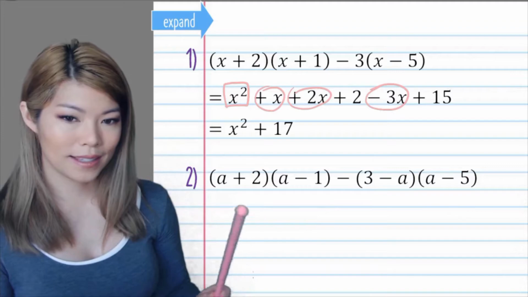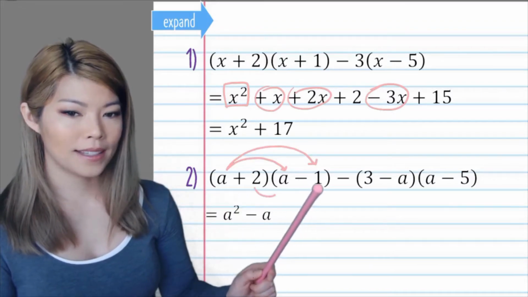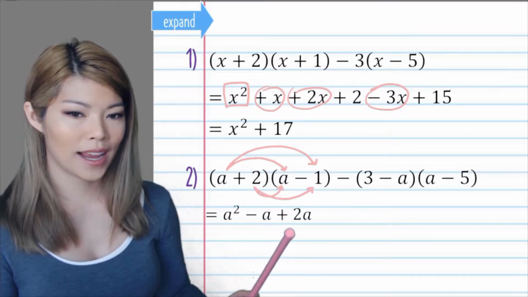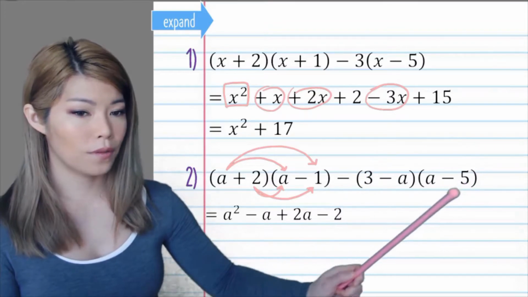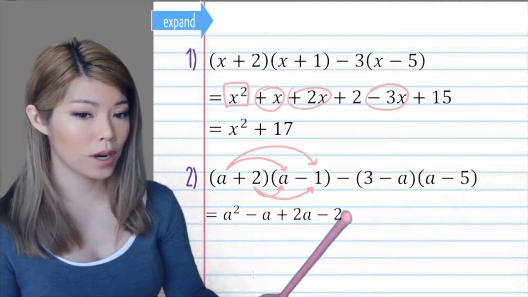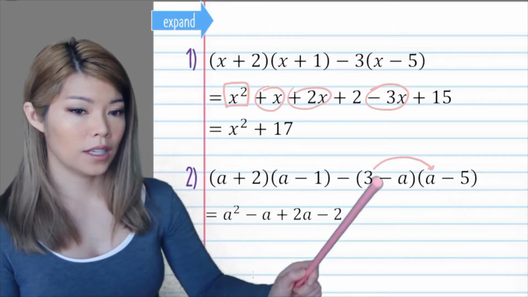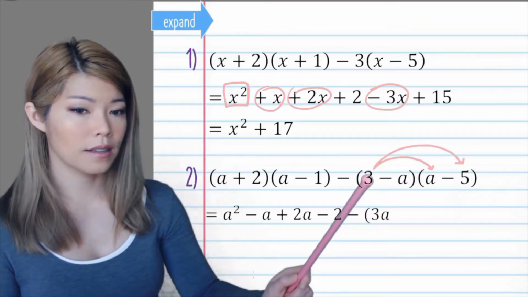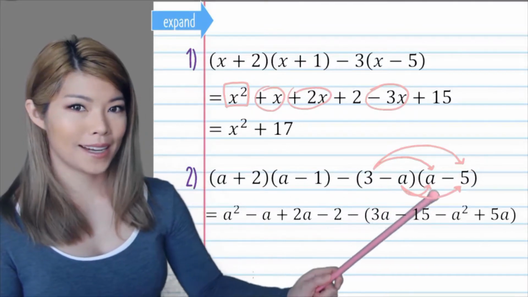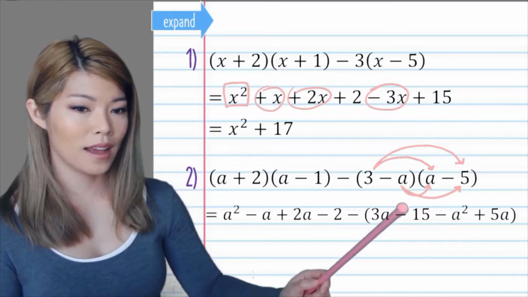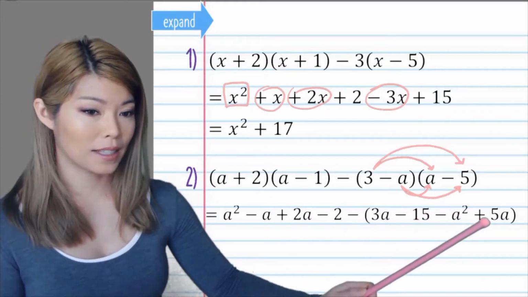Let's do this. So again, we have a times a is a squared, minus a, 2a, and minus 2. This one's a little bit confusing because of that negative over there. So what I'm going to do is write minus and keep everything in brackets. So 3 times a is 3a, 3 times minus 5 is minus 15, minus a times a is minus a squared, and minus a times minus 5 is plus 5a.